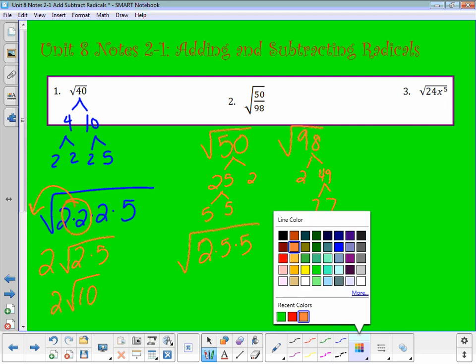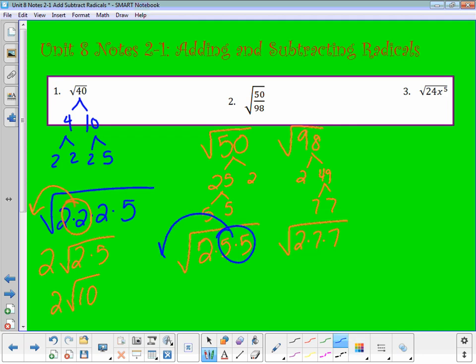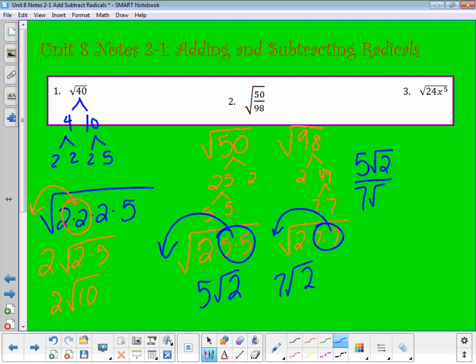So let's go ahead and pull out some of those pairs. Okay, so first I notice I have a pair here that I could pull out. So then here I'm left with 5 radical 2. Here I have a pair of 7's I can pull out, and then I'm left with 7 radical 2. Last step when we're dividing is to write that radical over itself, cross those out, and I'm left with 5/7.